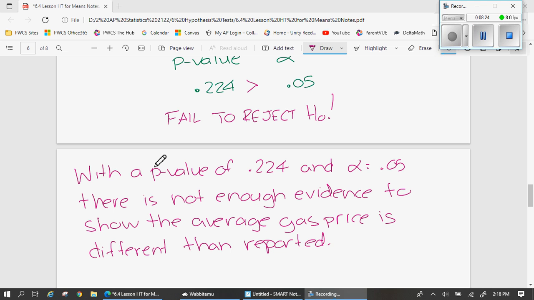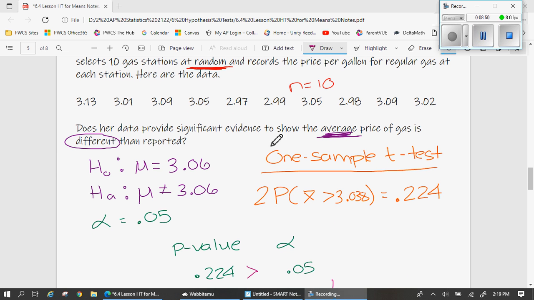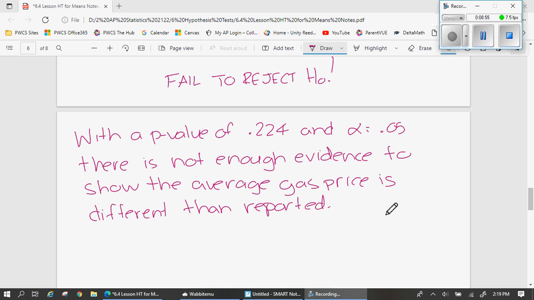So again, when we write this up, we always want to reference our p-value, what we're comparing it to, our significance level of 0.05. We don't have enough evidence. We failed to reject the null hypothesis, so there's not enough evidence to reject the null hypothesis, and so we cannot show that the average gas price is different than reported. Usually I steal the context from the problem. It says, is there evidence to show the average price of gas is different? No, there is not. And then, of course, add in the important information.